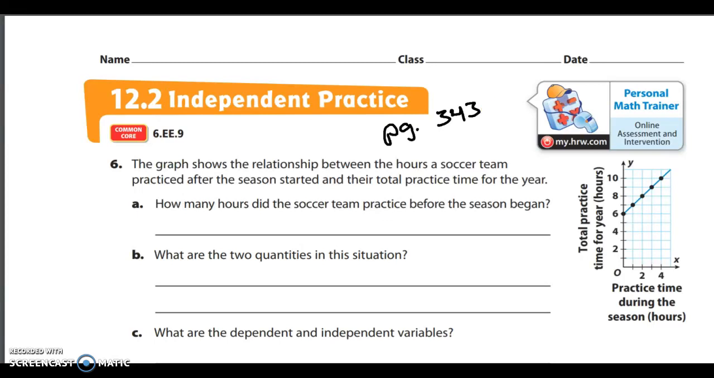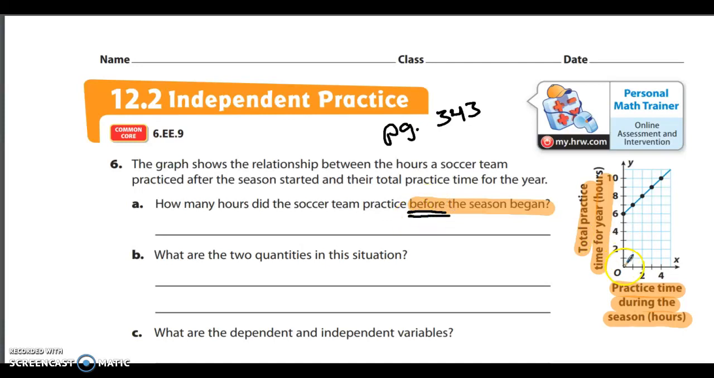Before the season began? Well, this is going to be hard to find on this graph unless we interpret what it means when it says before the season. This right here is the practice time during the season, and this is the practice time for the year. So neither of those is before the season started. So how do we find before the season started? Well, we look carefully at the graph and we notice that 0 right here means 0 hours during the season. 0 hours during the season means before the season.